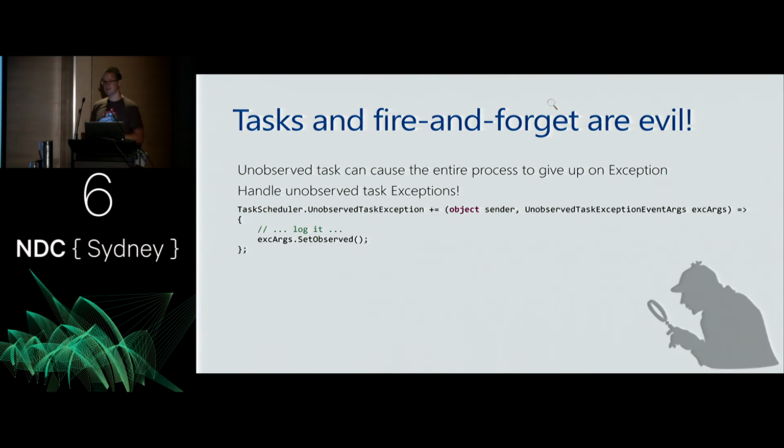So turns out the fix is quite easy. All you have to do is tell the task scheduler what to do whenever you have an unobserved task exception, and tell it that the exception was handled. So we added this portion of code to handle the unobserved task exception: we log it, we track the metrics in it, and then set it observed, and IIS was perfectly fine with that, and would no longer crash on us.